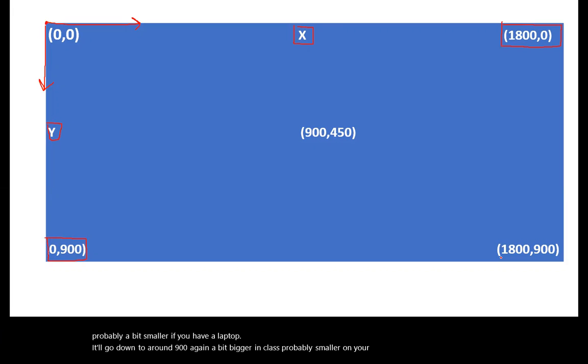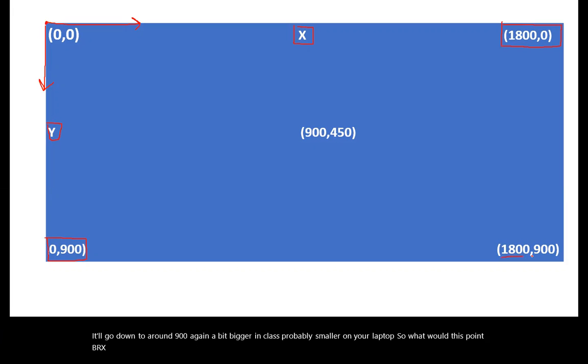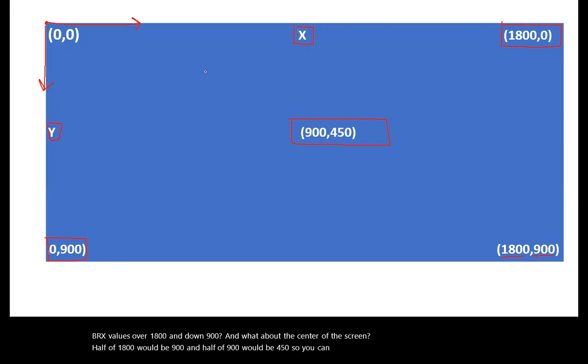So what would this point be? Our x value is over 1800 and down 900. And what about the center of the screen? Half of 1800 would be 900, and half of 900 would be 450. So you can specify any point you want on the screen by specifying the x and the y. So if we had a point here, let's say I'm doing hundreds, so this would be the point over 100, down 200. So how far over, how far down?